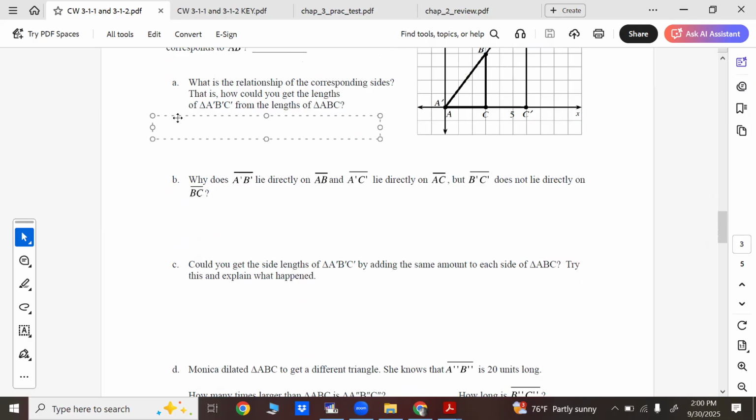I'll type up some responses and I'll walk around. Just try to answer parts A, B, C, D on that first page.